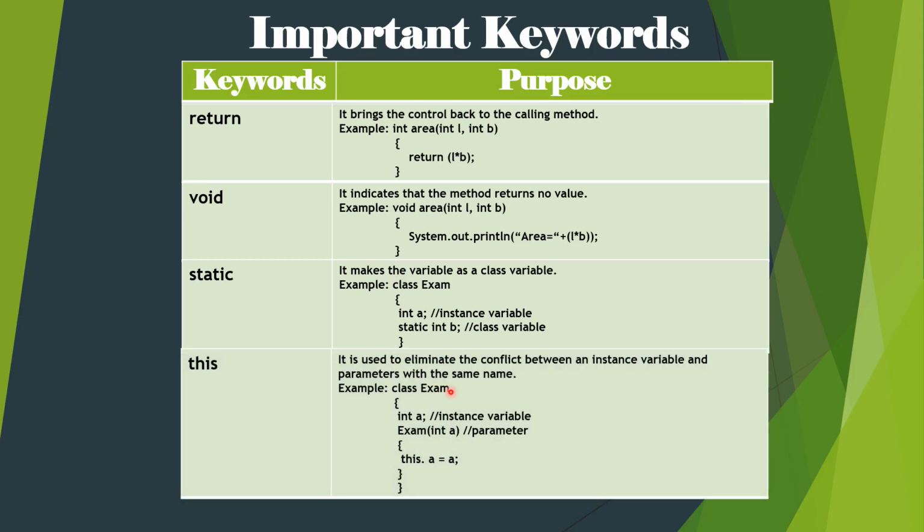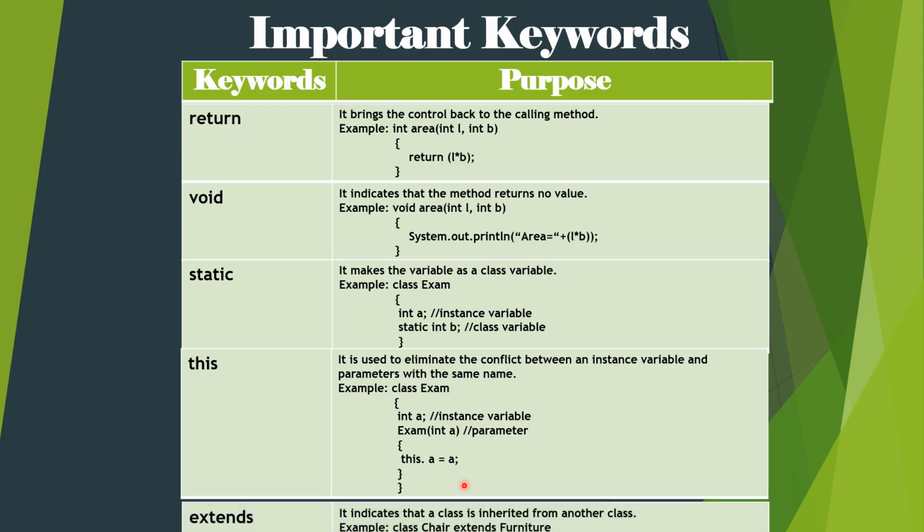This. It is used to eliminate the conflict between an instance variable and parameters with the same name. For example, class Exam { int a; Exam(int a) { ... } }. You can see here in this program, the instance variable name is also a and the parameter name is also a. In this case, if you want to initialize the value of the parameter to the instance variable, we cannot simply write a = a. So we have to write this.a = a. This.a means the instance variable and normal a means only the parameter. So whenever the name is the same, we have to use the this keyword.